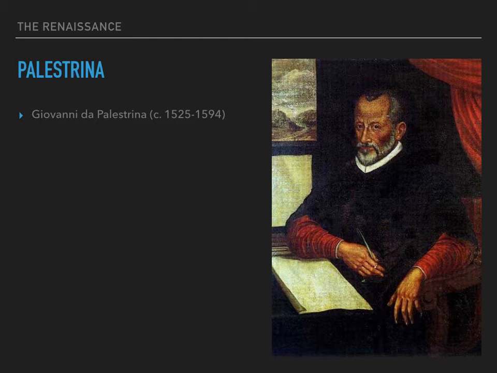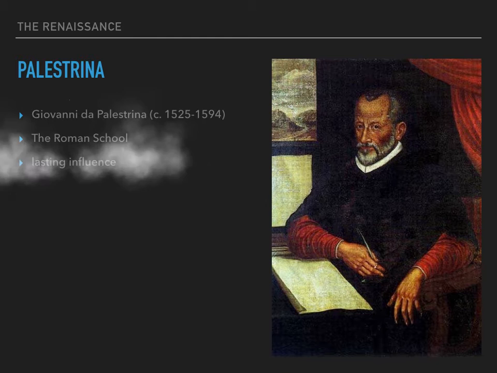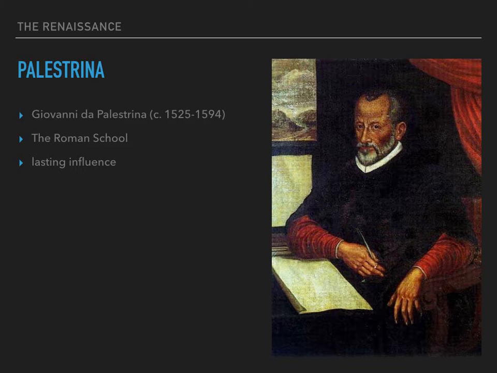So his name is Giovanni da Palestrina, but most people call him by his last name, Palestrina. He had a lasting influence on the development of church music, and his work has often been cited as the culmination of Renaissance polyphony. He is of the Roman school, because most of his life's work was done in Rome. And he does have this lasting influence on the Catholic Church. He's also the culmination of the Renaissance, so he's kind of the height of the Renaissance period of music.